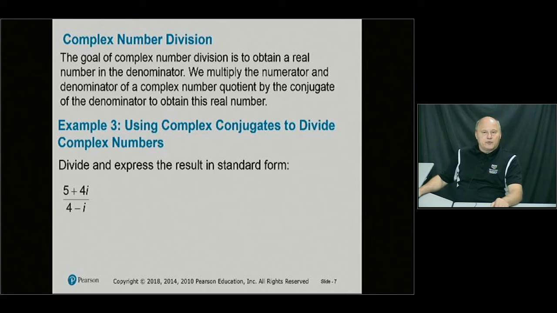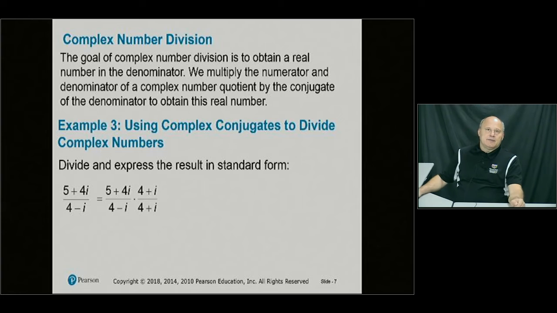So you have to follow the rules, and the rule is to multiply the top and the bottom by the conjugate of the denominator. Well, what is the denominator? Oh, it's 4 minus i. Well, what's the conjugate of the denominator? Oh, it's 4 plus i. So the next step is to multiply the top and the bottom by 4 plus i. Now remember, when you multiply 4 minus i times 4 plus i on the bottom, you end up with a real number, which we showed on the previous slide.